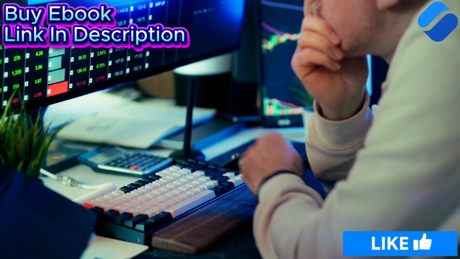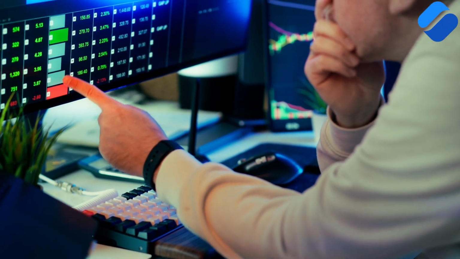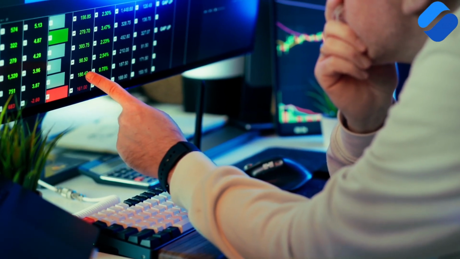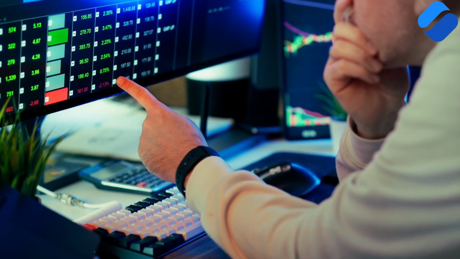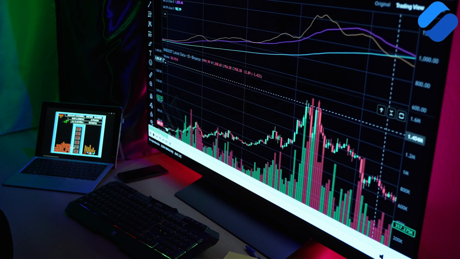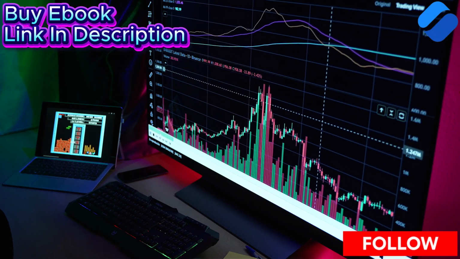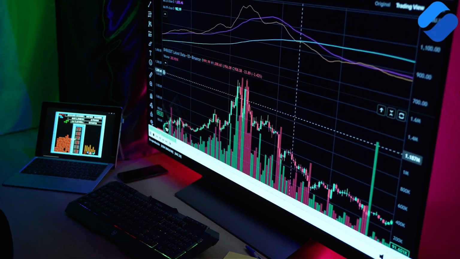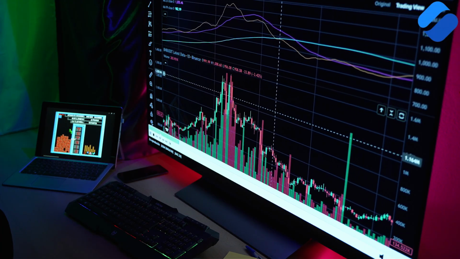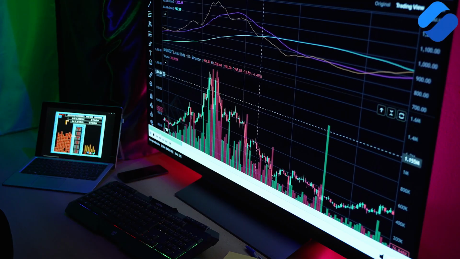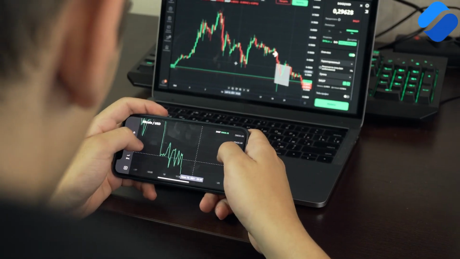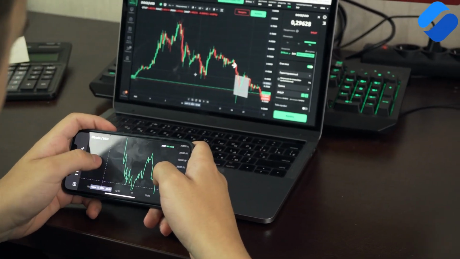Most traders spend too much time thinking about entries. They look for the perfect setup, the perfect indicator, the perfect breakout, the perfect chart pattern. But in options trading, the entry is only one part of the trade. What happens after you enter matters just as much, sometimes even more, because options move differently from regular stocks.